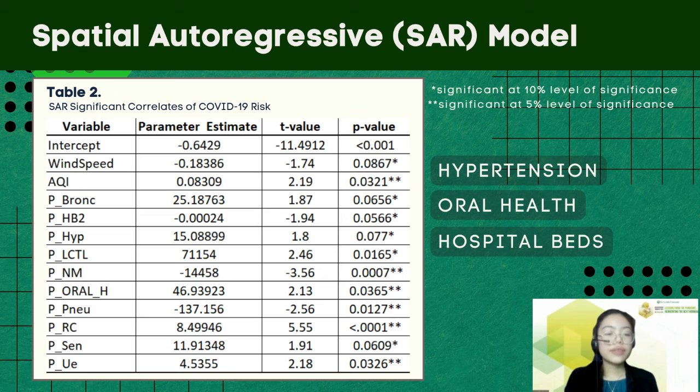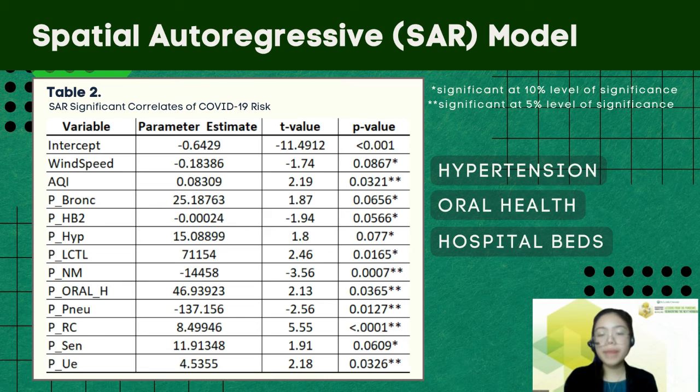beds. The result for hypertension is in accordance with the World Health Organization and other studies that persons with high blood pressure have a higher risk of COVID-19 infections and complications, since this is the most commonly shared pre-existing condition among hospitalized COVID-19 patients. The result for oral health, which are individuals who receive basic oral health care, is significantly correlated to COVID-19 risks. This implies that better oral health leads to less risk of COVID-19 infection.